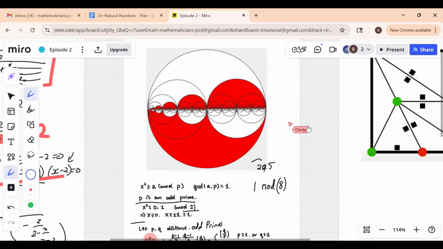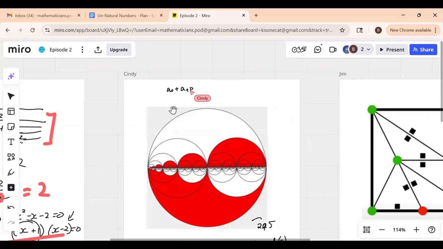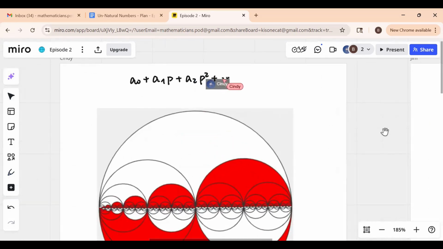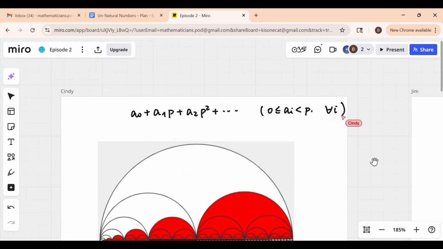In general, a p-adic integer is a form of an infinite series. I can just give a definition: every number can be written as a0 plus a1 times p plus a2 times p squared and so on. That is the set of p-adic integers, which is denoted by Zp.